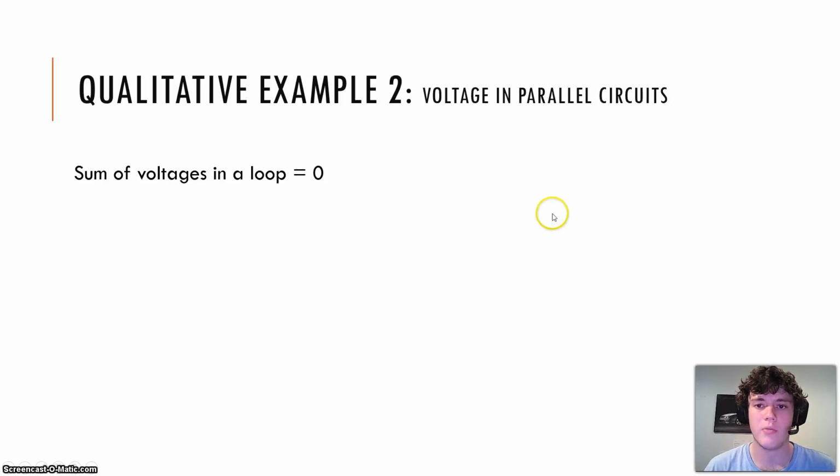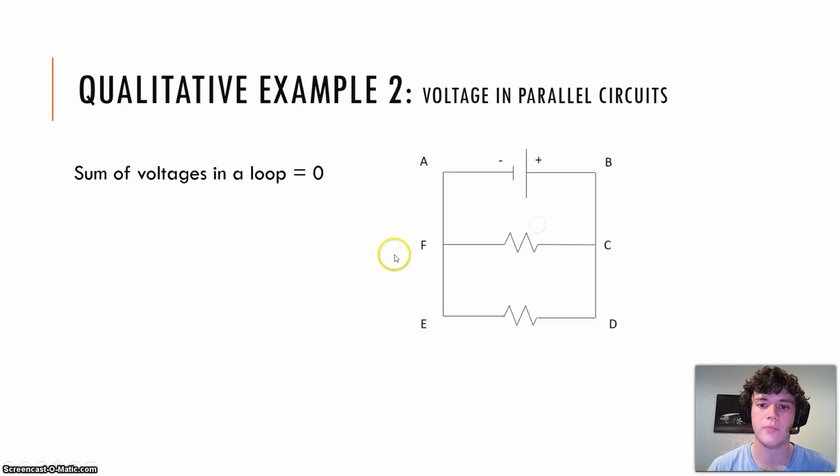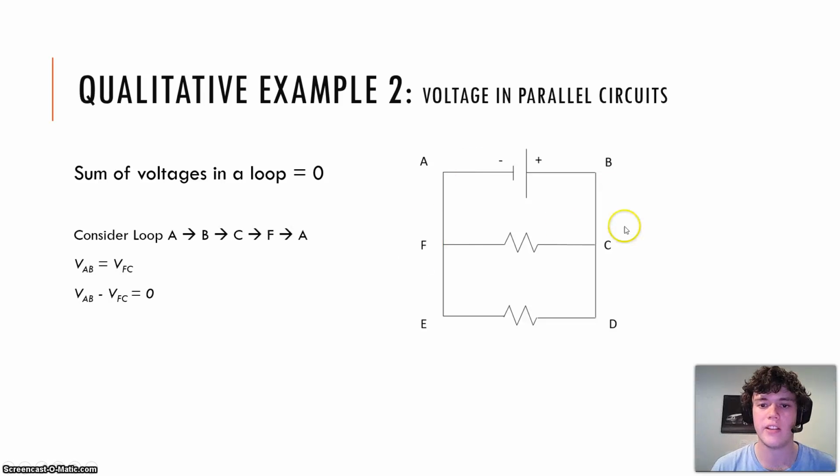In our second example, we'll have a look at Kirchhoff's voltage law for a parallel circuit. Here we have a battery cell in parallel with two resistors, which are both in parallel to each other. So first off, we need to consider one loop. We'll consider the smaller loop of ABCFA. In this loop, we have a voltage gain from the battery and a voltage drop from the resistor. We know that from Kirchhoff's voltage law, they're going to be the same value.